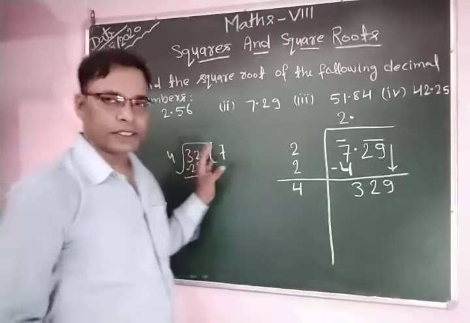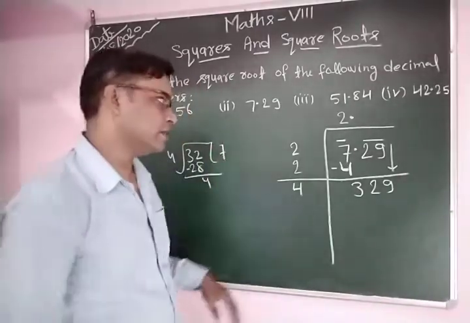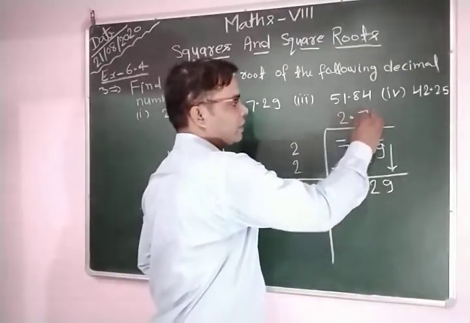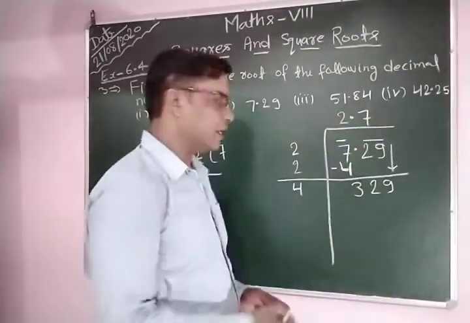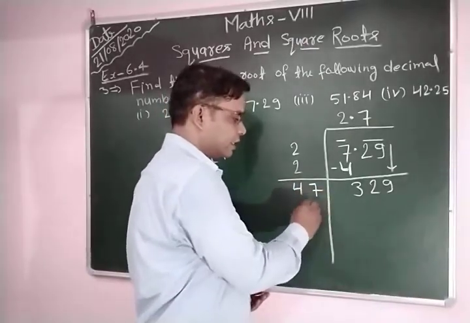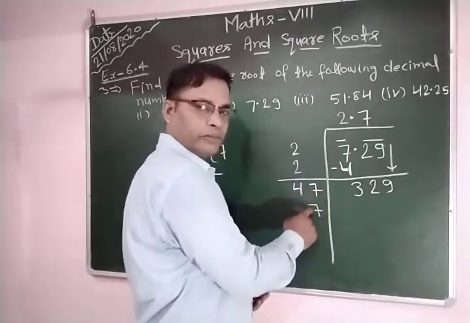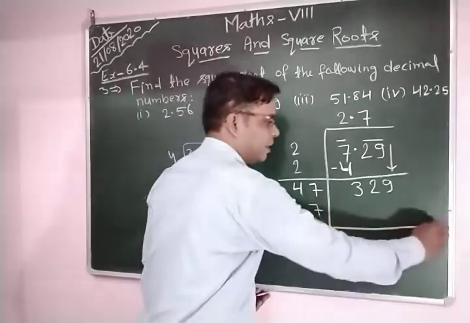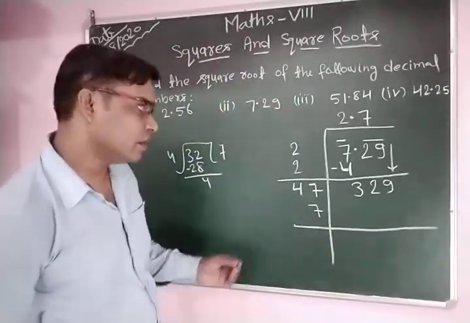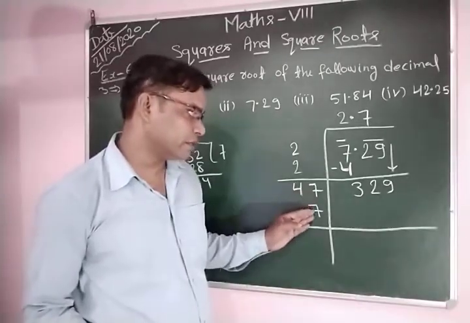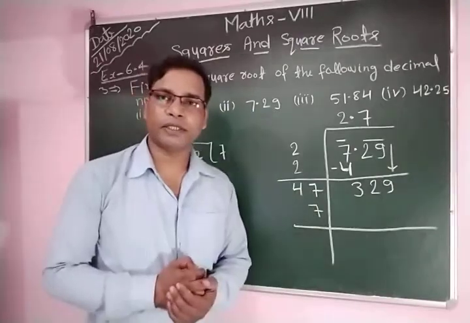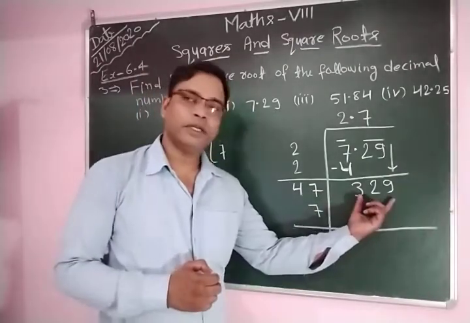So we take this part, this quotient 7. So 7 we put here as a quotient after the decimal, and also 7 we put in this place. Okay, again 7 we write below this 7 and draw a line like this. Clear? So we add this 7 to this 47. This is our new divisor. Okay, and this is our new dividend.